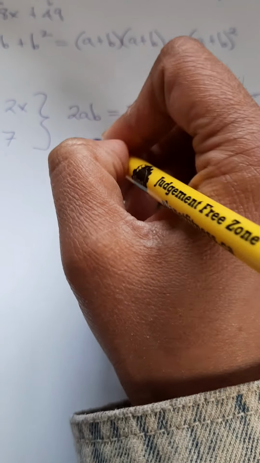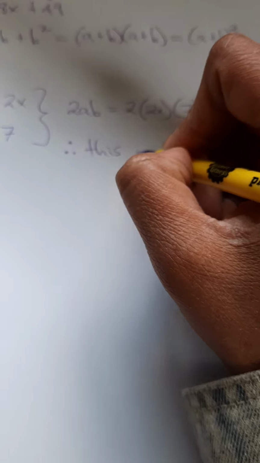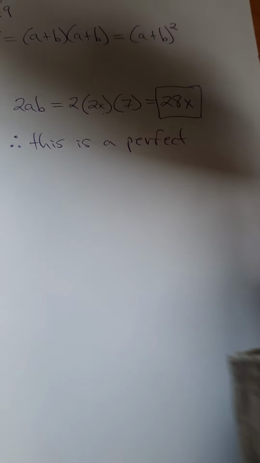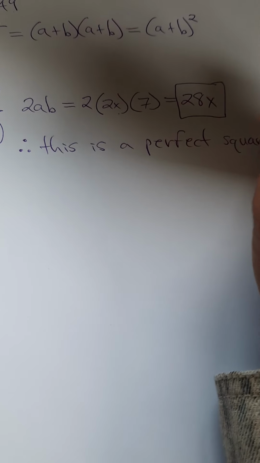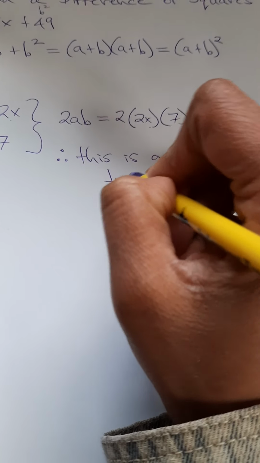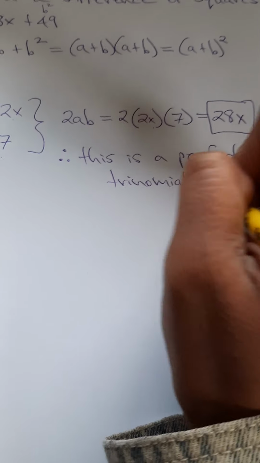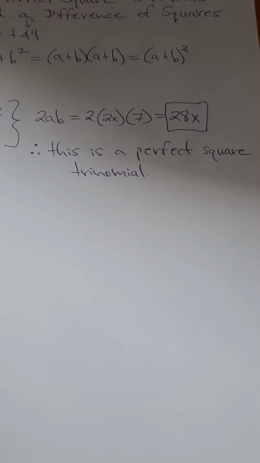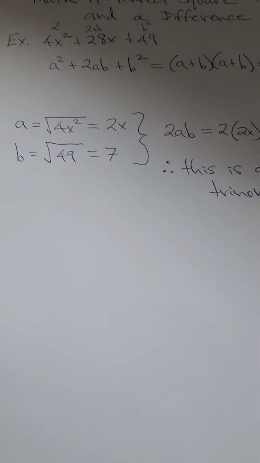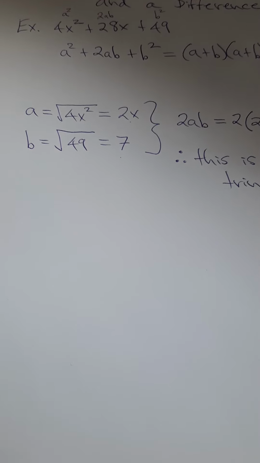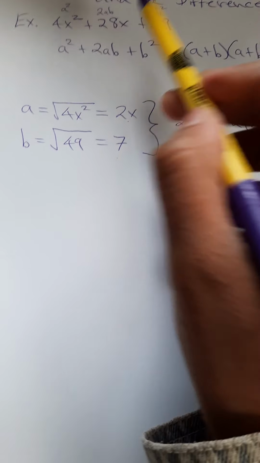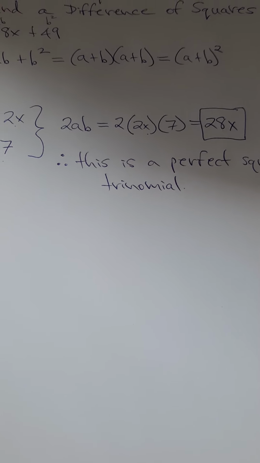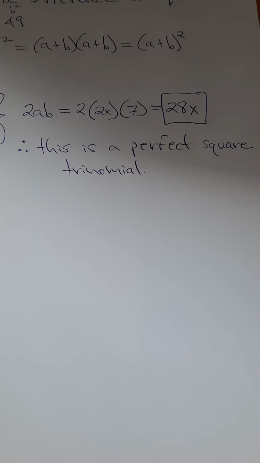So therefore, I'm going to put this is a perfect square trinomial. So I know it's a perfect square trinomial, and we just checked that by finding out what the middle term is, and then we compared it to our expression to make sure that it is equal to the middle term. However, if I notice that it's not equal to the middle term here, that would mean that this is not a perfect square trinomial.